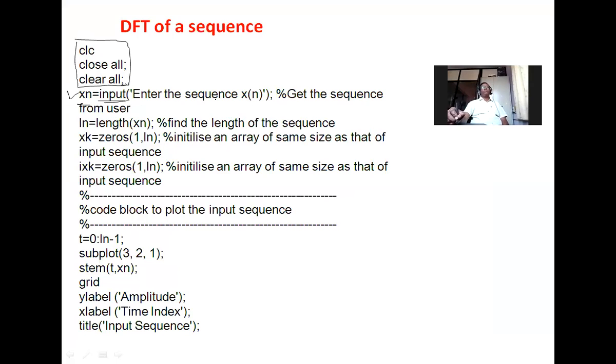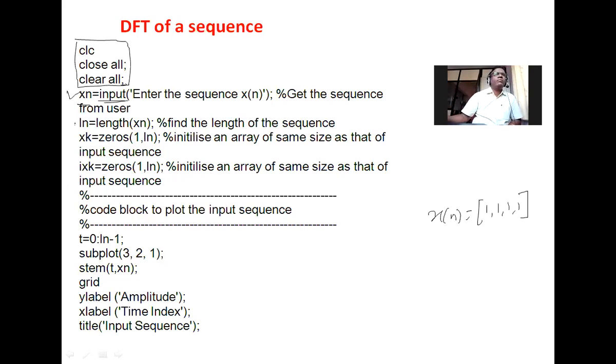That means whatever input you have to enter. For example, what input have we taken? We have taken x of n equal to all ones. So that input we need to enter there, right? So the input we have to enter is 1 1 1 1. So what do I need to write here? I need to write xn is equal to input, right? Then again we need to decide about ln, that is the length of the input.